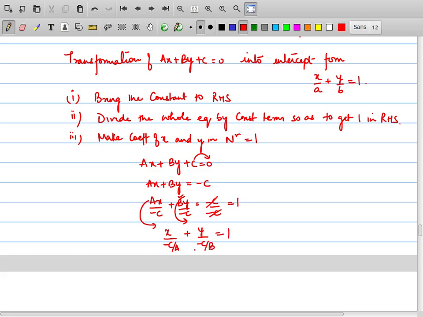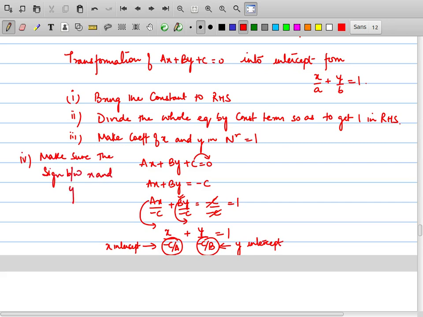Now if you compare with your intercept form, this becomes your x-intercept and this becomes your y-intercept. And make sure, important thing, the sign between x and y should be positive. The 4th point we can add: make sure the sign between x and y is positive.